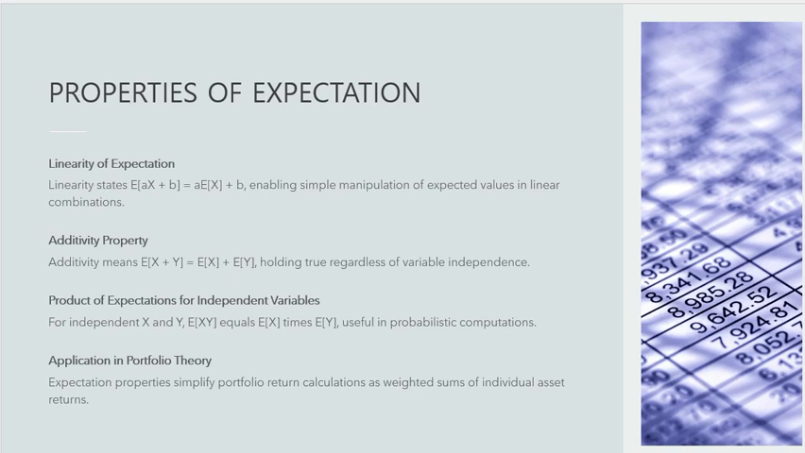Another important property is additivity. For two variables X and Y, the expectation of X plus Y is equal to the expectation of X plus the expectation of Y, regardless of whether X and Y are independent or of any value of X and Y. When X and Y are independent, the expectation of their product is the product of their expectations. So the expectation of XY is equal to the expectation of X times the expectation of Y.